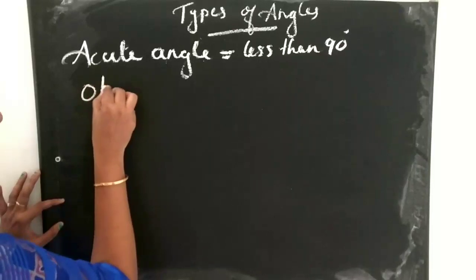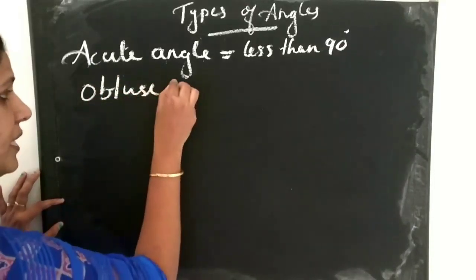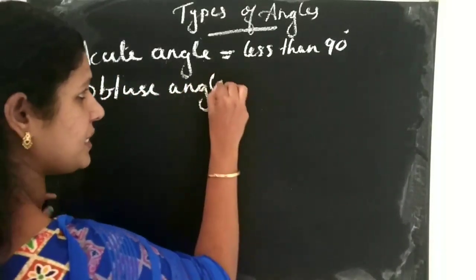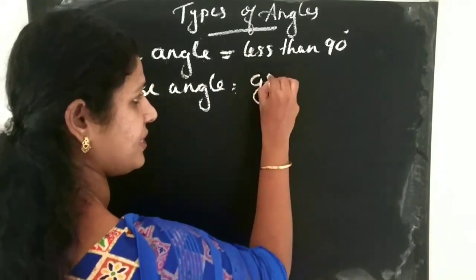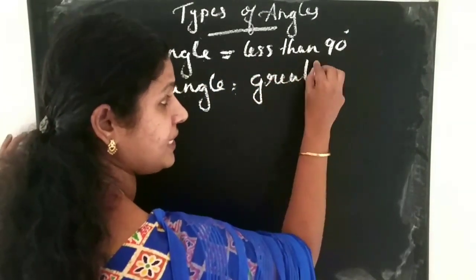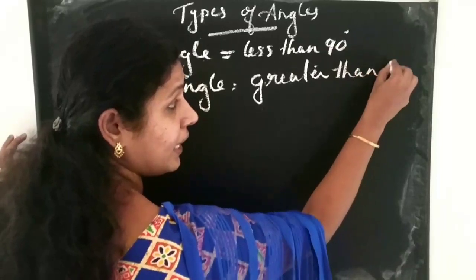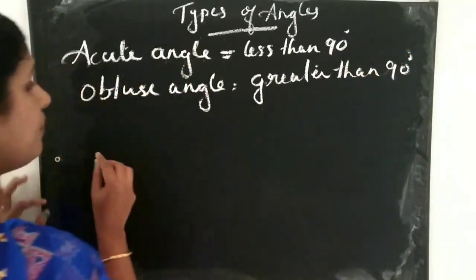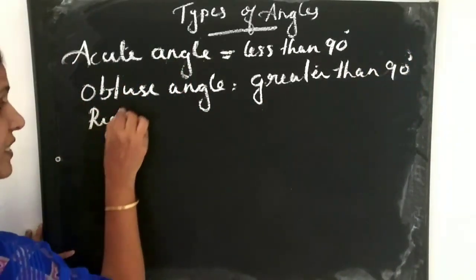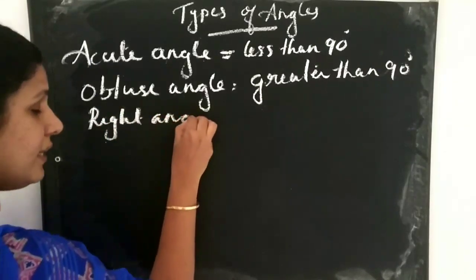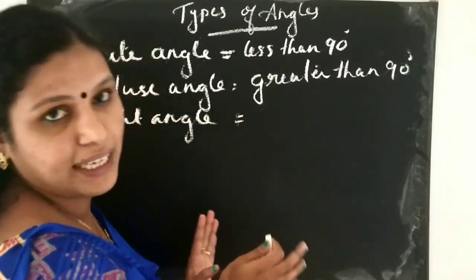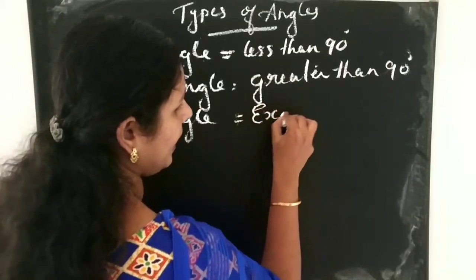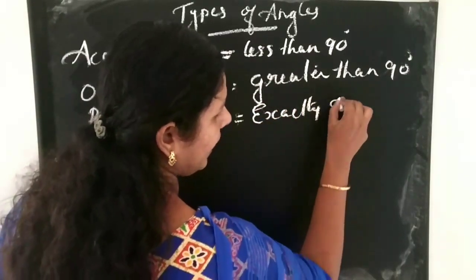Then we studied about obtuse angle. Obtuse angle is what? An obtuse angle is greater than 90 degrees. Then we studied about a right angle. A right angle is exactly 90 degrees.